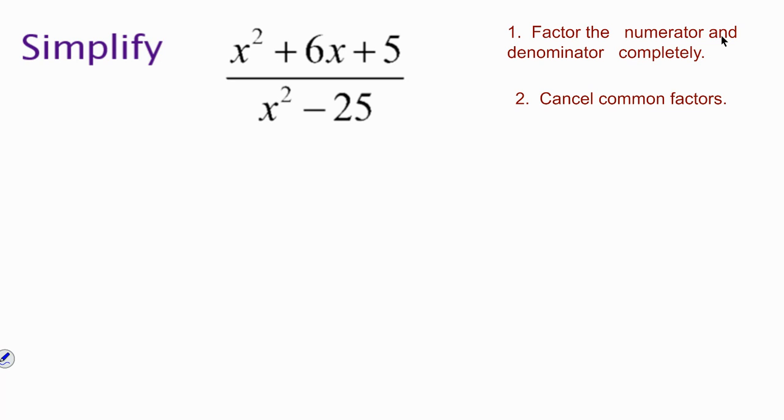Let's try again. So here I've got x squared plus 6x plus 5 over x squared minus 25. Why don't you go ahead and take a second, pause this video, and see what you come up with. I'll go over it in a minute.